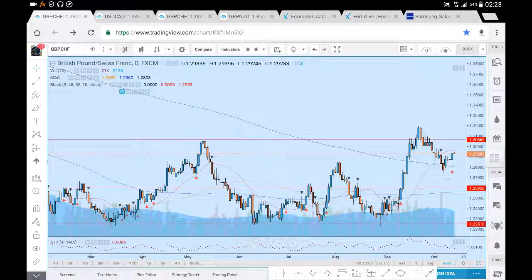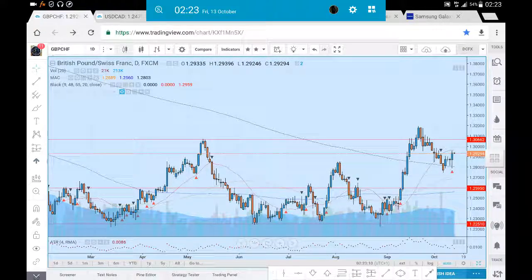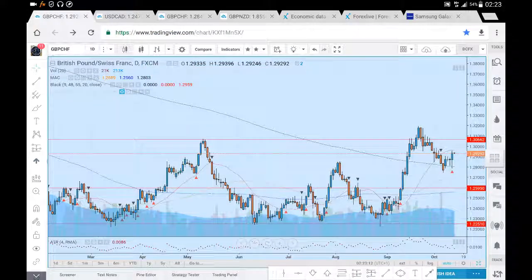So this is the pound Swiss franc. This is the pound Swiss franc EOD end of day trading buy analysis video for Friday the 13th of October. As with EOD trades, I'll be looking at the daily chart, and I'll be looking at areas where you would consider invalidation, and we're looking at possible targets to the upside using the daily chart.